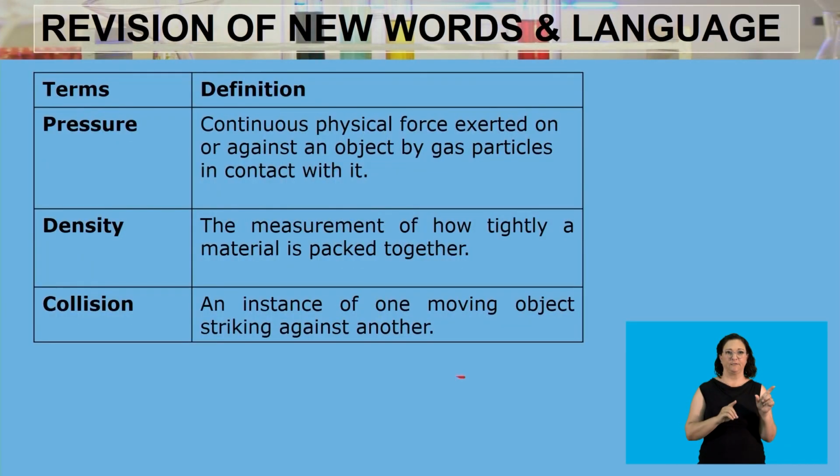So now, with the questions that we have answered, there are certain words that you're going to be using throughout this lesson. They may be new to you, and if they are not new to you, you just need to recap these words, and if they are new to you, this is what they mean. So we're going to be using words such as pressure, density, and collision. So pressure, by definition, that's now a continuous physical force exerted on or against an object by gas particles that is in contact with. And then density, that's the measurement of how tightly a material is packed together. And then lastly, collision, that's now an instance of one moving object striking against another object. So that another object can either also be moving or be stationary.